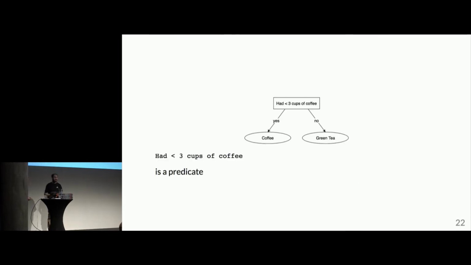So going back to our tree, the smallest unit of logic in the tree is a predicate, which is basically a question that can be applied to some data. So in this example, we've got number of coffees I've had today is less than 3. That's an example of a predicate. Let's try and model this as an ADT.